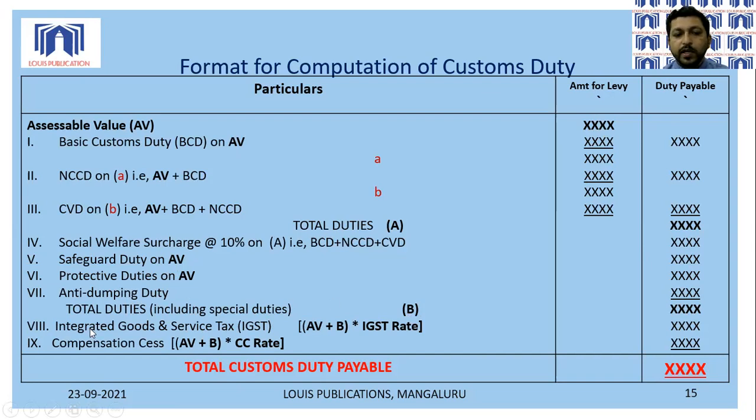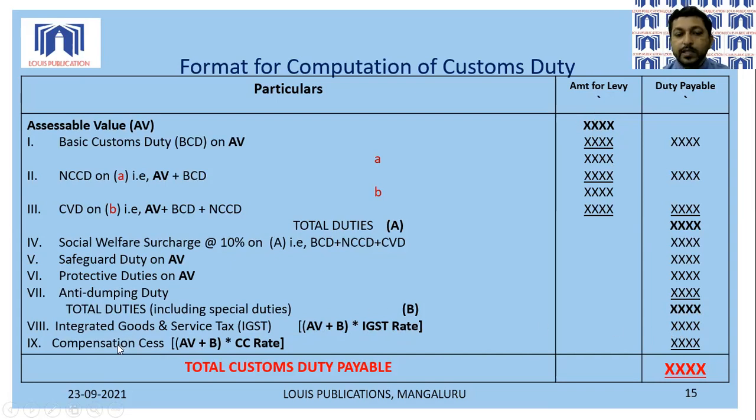After all special duties are added, we will add integrated goods and service tax, IGST. Now, very important, IGST is levied on the sum of two items, that is assessable value plus the letter B, the value as we have got under B. So assessable value plus B into the IGST rate. So IGST rate definitely will be specified in the problem. It can range anywhere between 5% to 28%. So that rate will become applicable. So it is calculated on the sum of assessable value plus the value B and multiplied with the IGST rate. So this is the IGST amount that we will have.